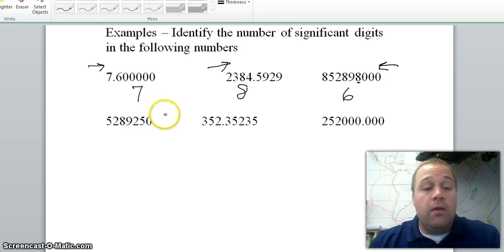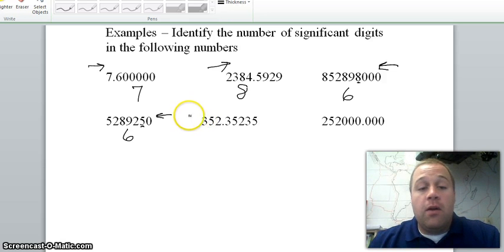Down here, no decimal point present, so we're going to go right to left. Find the first thing other than 0, it's the 5. So 1, 2, 3, 4, 5, 6. This middle number here, the decimal point is present, so we start on the left side, the Pacific side, and go left to right. First thing other than 0 is the 3, so 1, 2, 3, 4, 5, 6, 7, 8. Last number here, there's a decimal point present, so again, we go left to right. First thing other than 0 is the 2. 1, 2, 3, 4, 5, 6, 7, 8, 9.